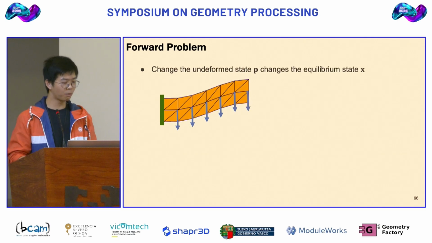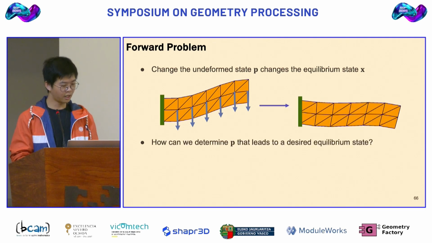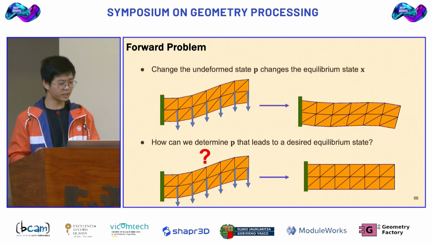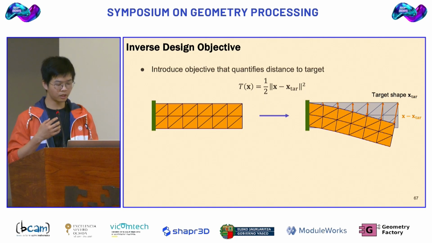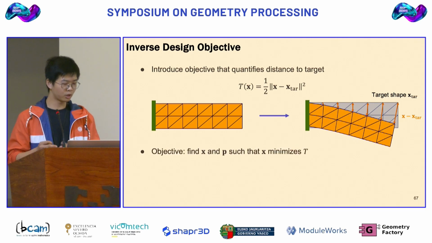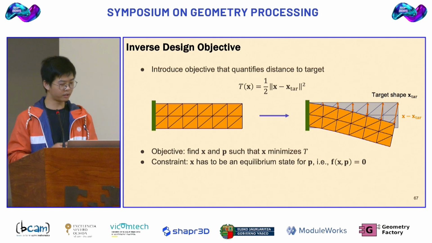So if we change the undeformed state P, it will give a corresponding change in the equilibrium state X. And how can we determine design parameters P that lead to a desired equilibrium state? And here our target is this horizontal bar. So in order to do this, we first need an objective function to quantify the distance between the current deformed configuration and the target. And here the objective function is basically the squared norm between the current deformed state and the target one that we want. And we want to find the X that minimizes T for given design parameters P. And here we have one more constraint that needs to be satisfied, which is the static equilibrium state, by solving this force balancing equation F equals 0.